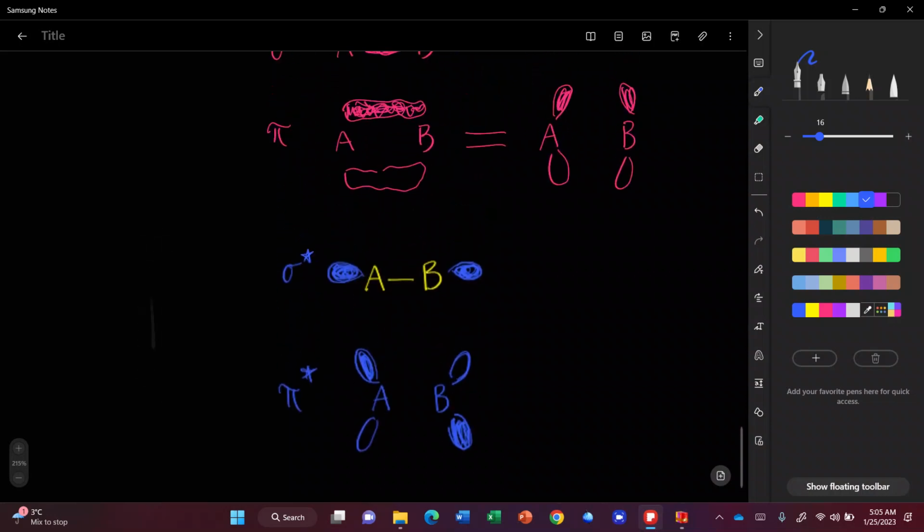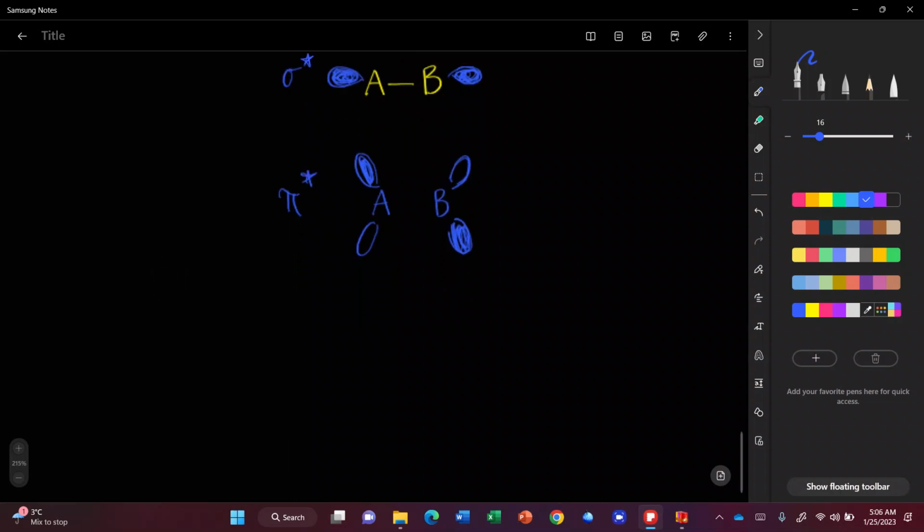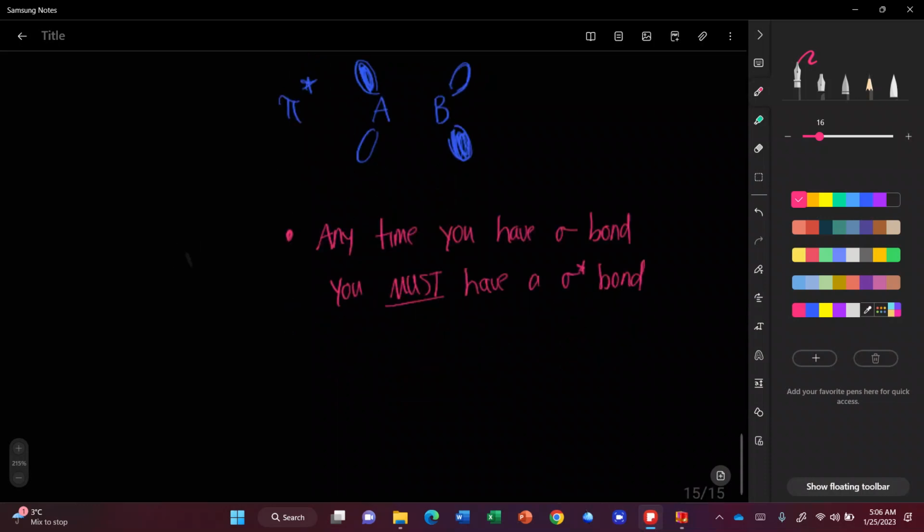Okay, so why is that important? Again, some rules. Anytime you have a sigma bond, you must have a sigma star bond. It's very, very important. And the same thing goes for pi bonds: anytime you have a pi bond, you must also have a pi star bond.